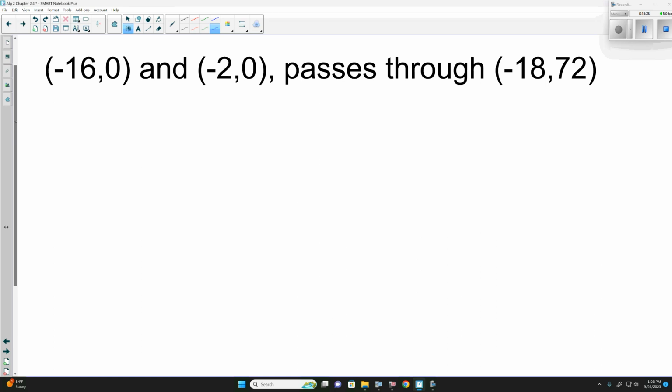So looking at this here, would we use x-intercept or vertex? X-intercept. Because we know the negative 16 comma 0 and negative 2 comma 0 are the x-intercepts, yes? And we're given a point. But if we look at what we start with, for vertex form, how many points are we given? Yeah, because we're given the vertex and a point, so we're given 2 points.